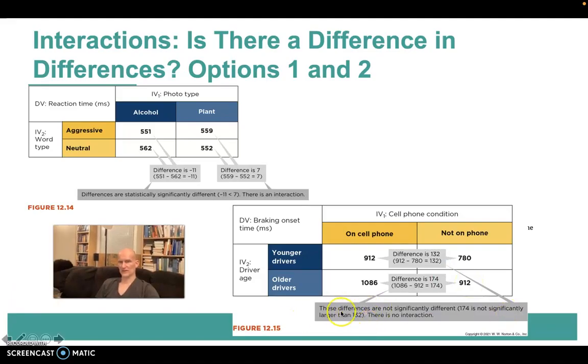And as you see here, despite the fact that this was larger, it wasn't actually statistically significant. But that's what an interaction is. Is the difference between these two cells different than the difference between these two cells? And if it is, and that's statistically significant, then we find an interaction.